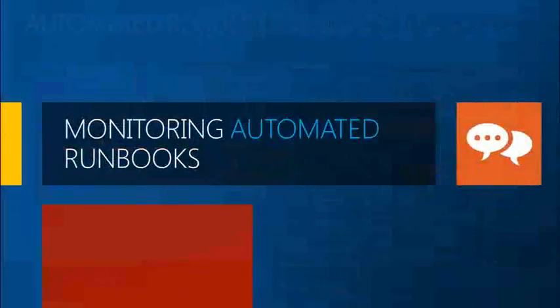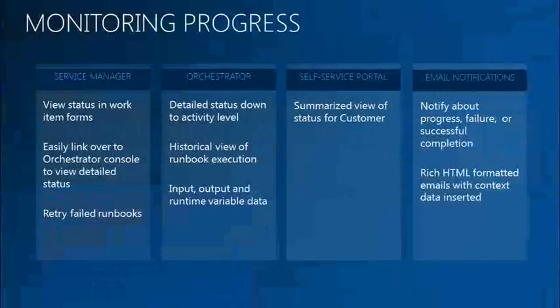Now, in terms of monitor, there are a few different ways we can monitor for the completion of things. Within the context of Service Manager, we can view the status of the work items inside of the work item forms in the Service Manager console. And from that context, where we have a runbook activity work item form, I'll show you how you can jump right from there into the Orchestrator web console to see the details of the execution of that runbook inside of Orchestrator. We also have the opportunity to retry failed workflows.